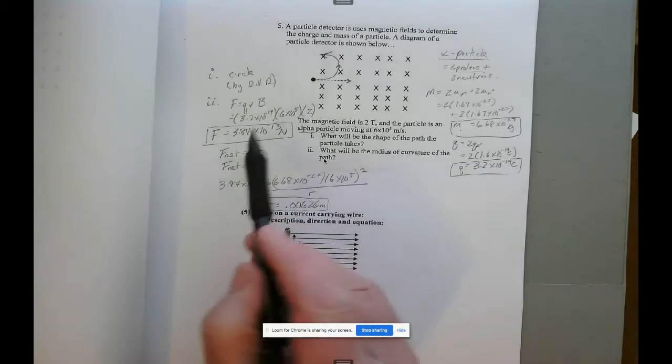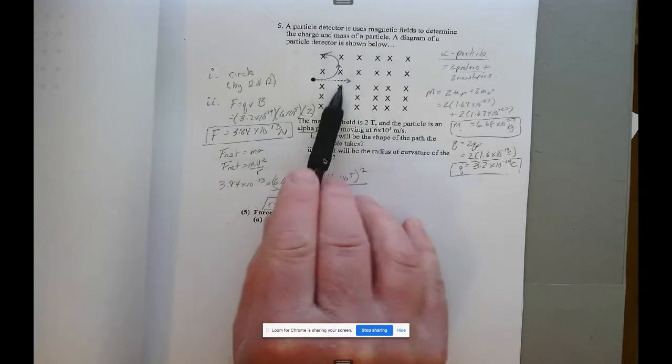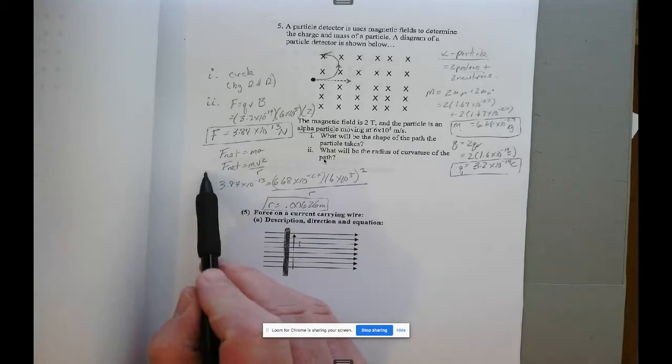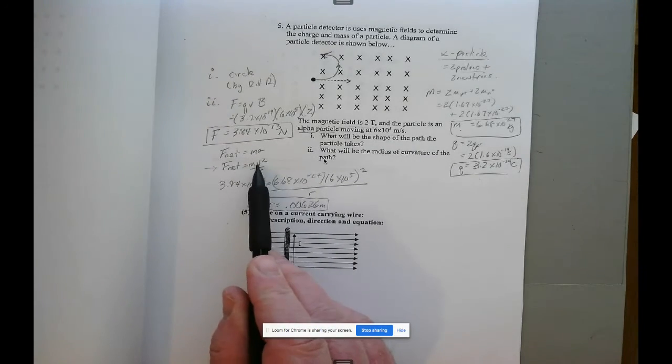So this is really just a continuation of using this equation to find the force, using the right-hand rule to find direction. And then we're just going to add in that we have to do F net equals ma, and since it's a circle, replace the a with v squared over r.